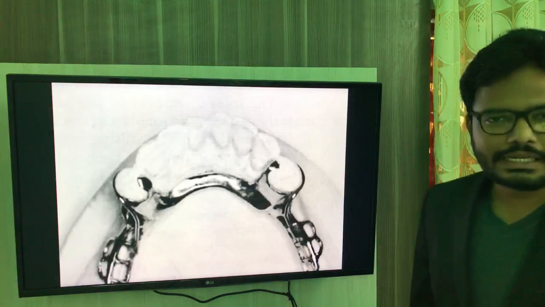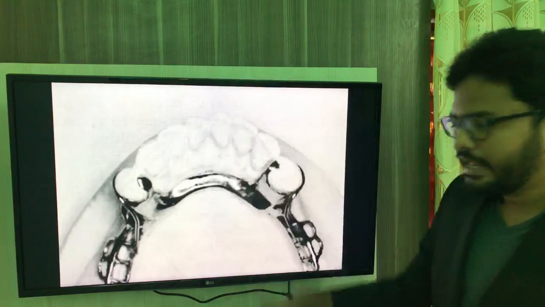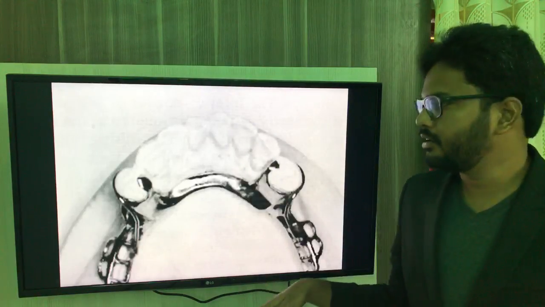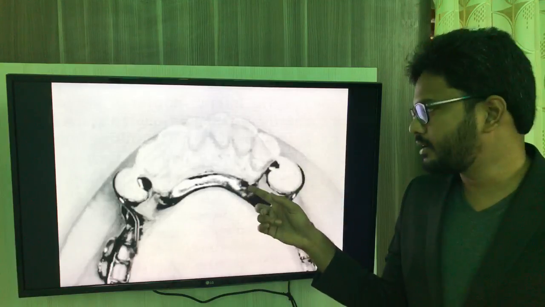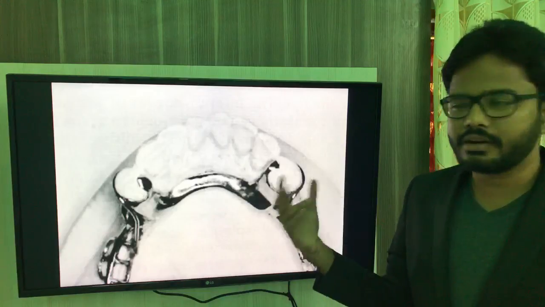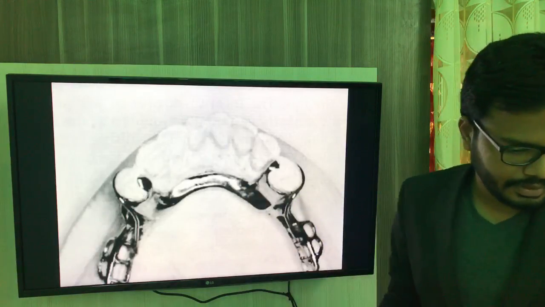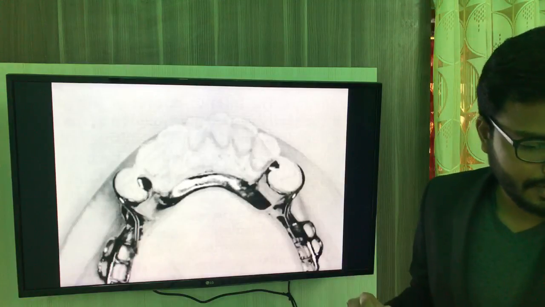Lingual plate? No. It's a sublingual bar. When you compare, you can see it's present more inferiorly and posteriorly, right, compared to lingual bar. We'll discuss that later. So this is your sublingual bar. Whenever you have a lingual undercut, you can go for this sublingual bar. So this represents sublingual bar.